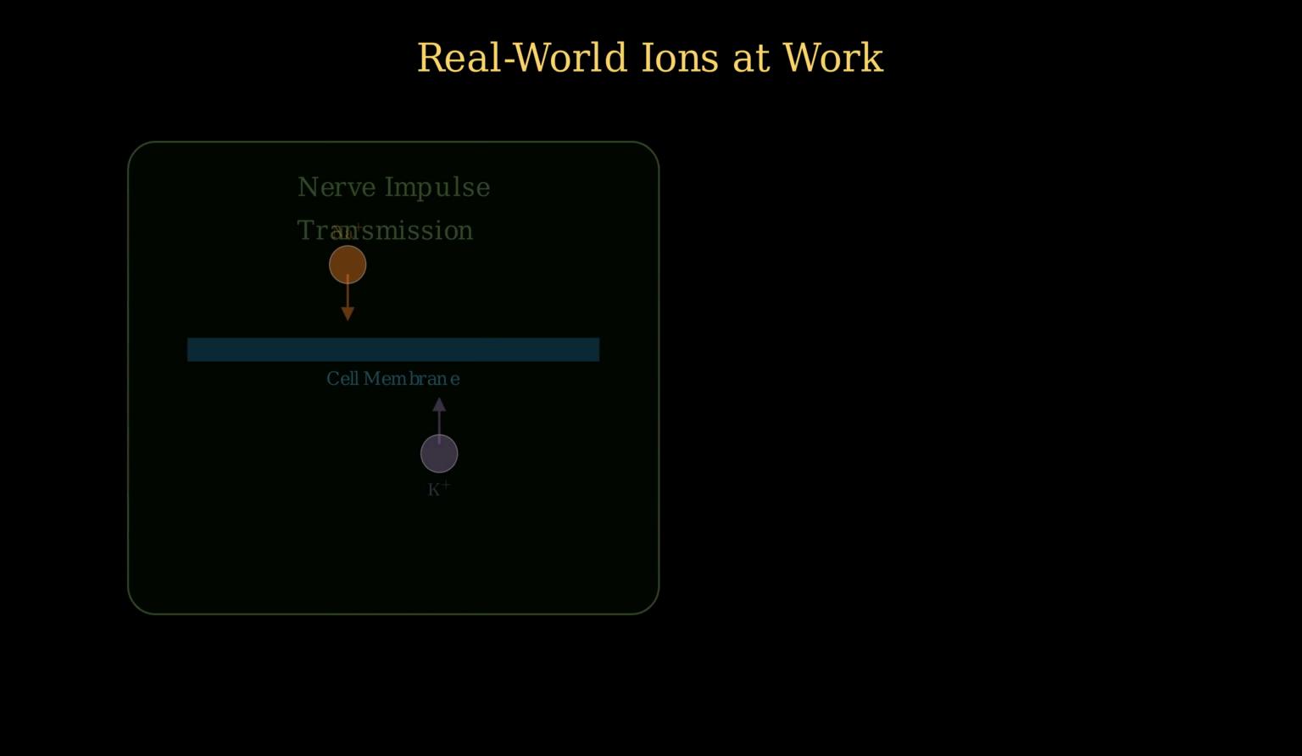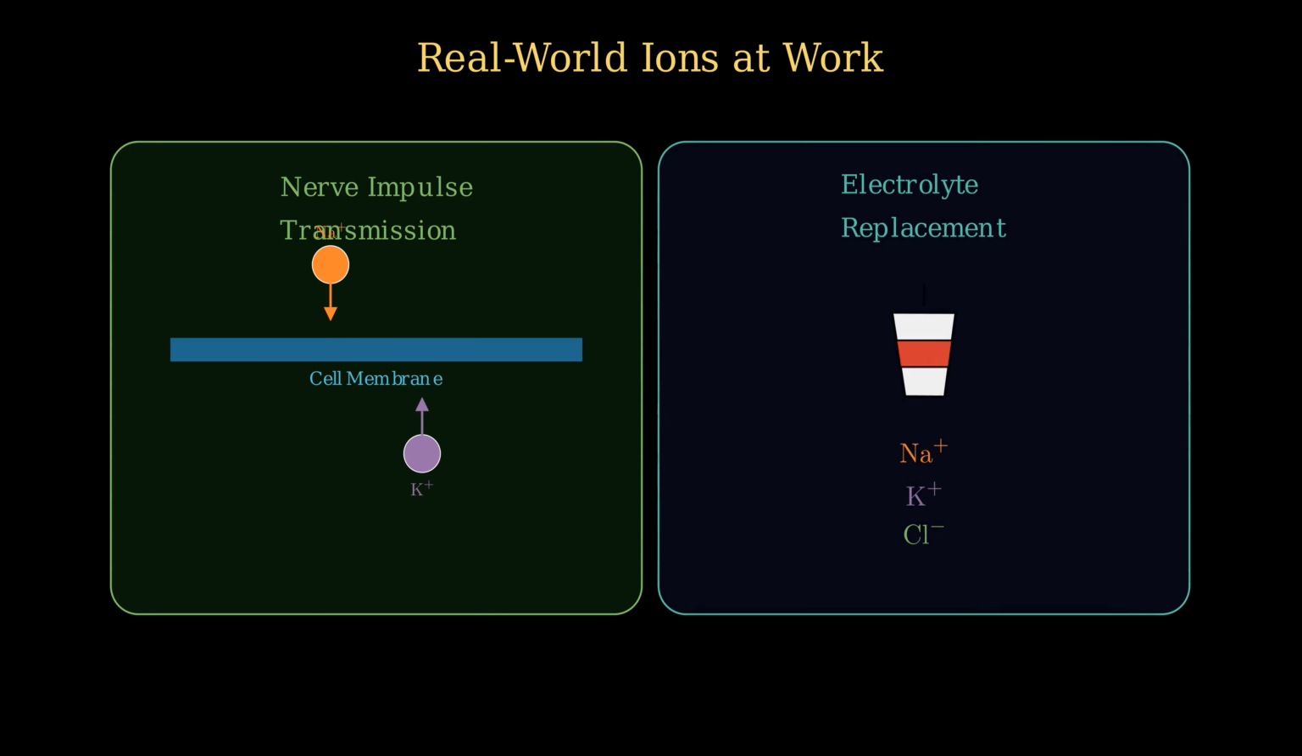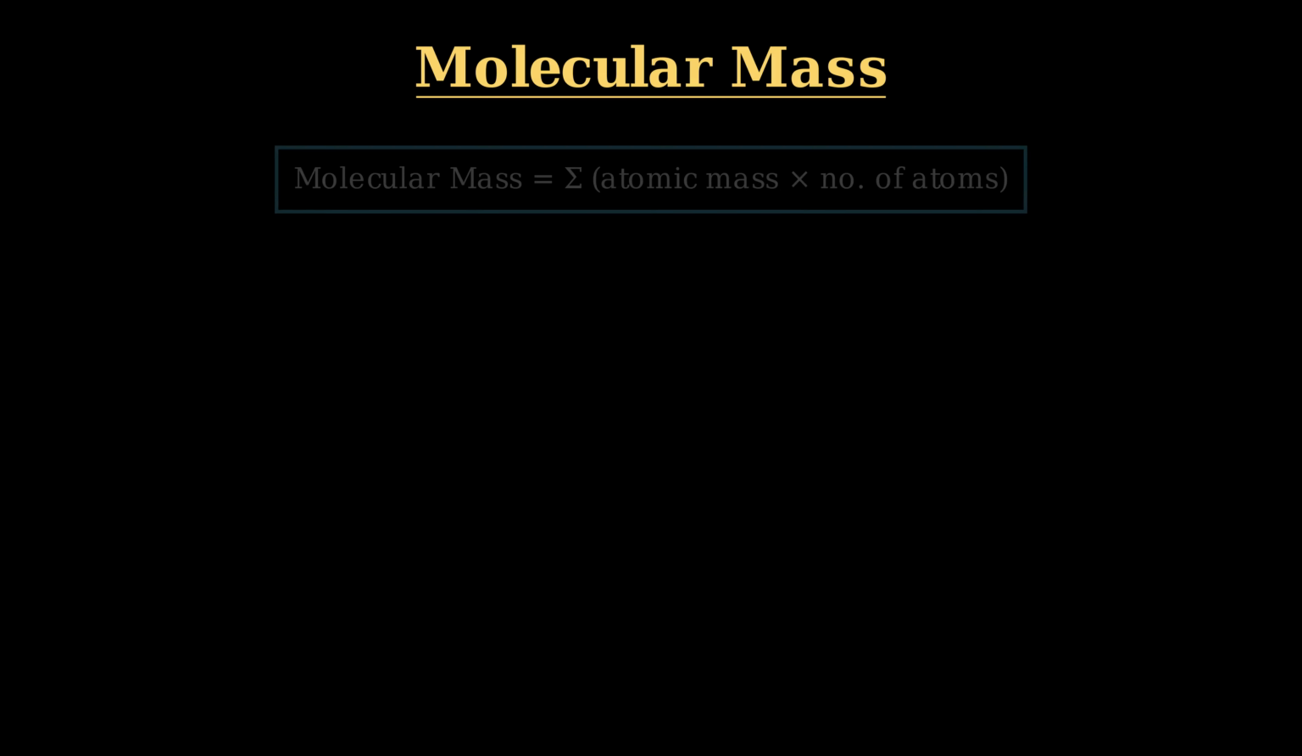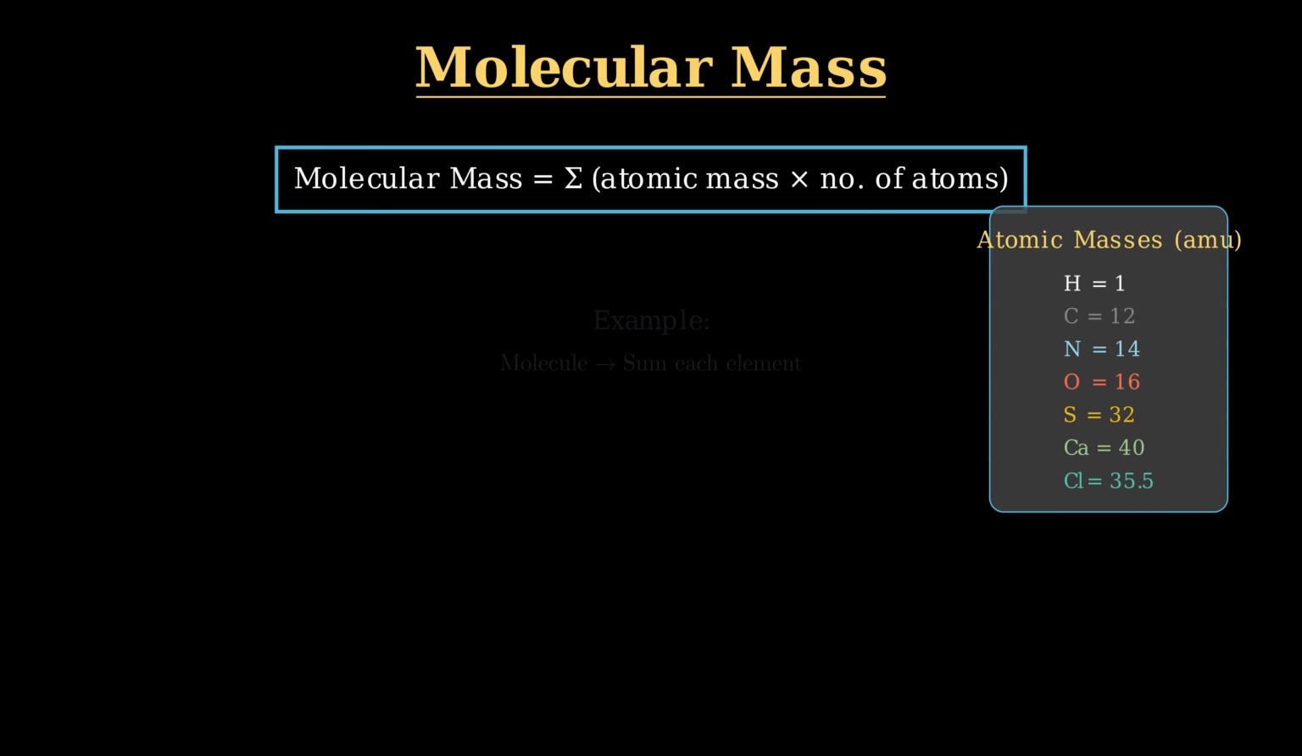Ions are central to so much of life and industry. Your nerve cells fire because of sodium and potassium ions moving across membranes. Sports drinks replenish these same ions lost in sweat. The molecular mass of a compound is simply the sum of the atomic masses of all the atoms present in one molecule. Let's learn to calculate it step by step.